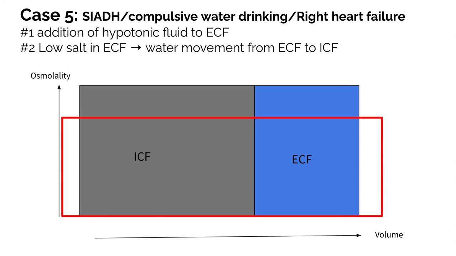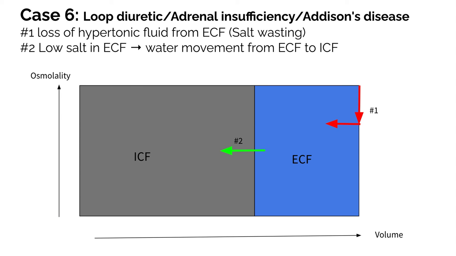Okay? And let's just go through our last case. This is our case of loop diuretics, adrenal insufficiency, or Addison's disease. And what really goes on in all of these diseases, or with our loop diuretics, which are a type of diuretic drugs, is we're losing a lot of salt. It's called salt wasting, okay? We're losing a lot of salt from the ECF, and mostly salt. Yes, we're also losing some fluid and some water, but it's heavy on the salt aspect, right?